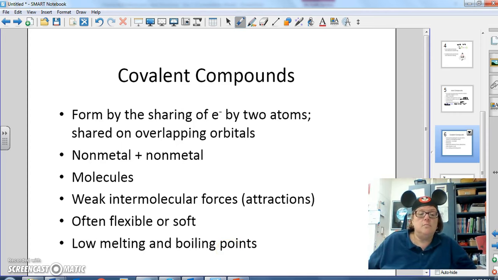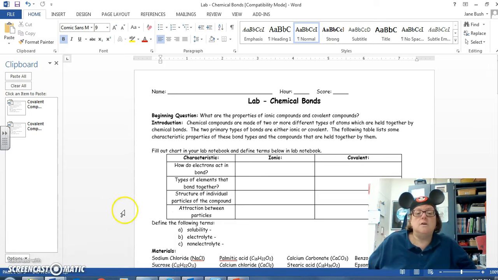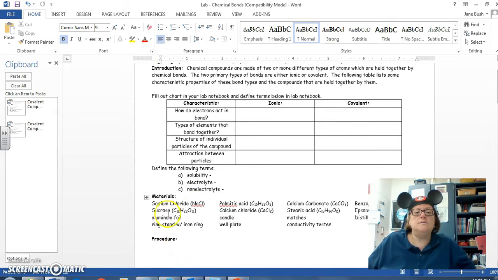All right, so now please look back at the top piece of information on that lab. Notice, how do the electrons act in the bond? I just gave you that information, the difference between ionic and covalent. The types of elements that bond together, we just talked about that. The structure of the individual particles, the difference between a molecule and the ionic compound or crystal lattice, and the attraction between the molecules. Is it a strong attraction, where one is attracting the electron away from the other and holding together, or is it a weak attraction, in which case they have weak intermolecular forces? Okay, fill that out, and then you can watch the part on setting up the lab.